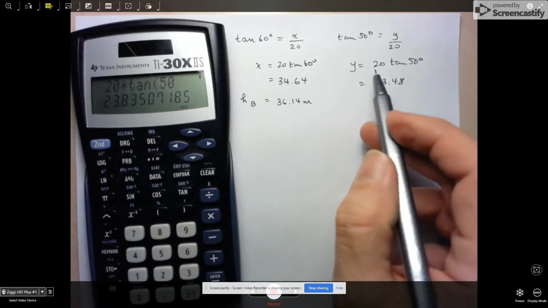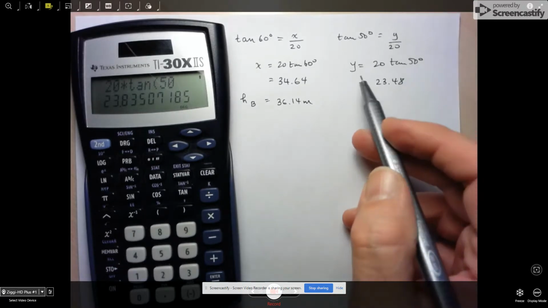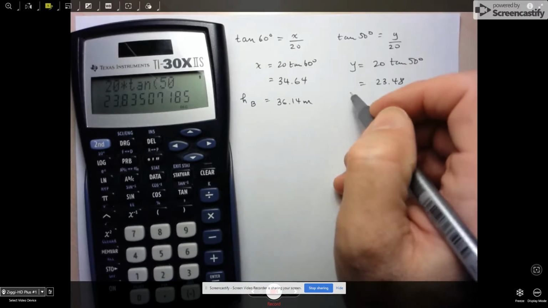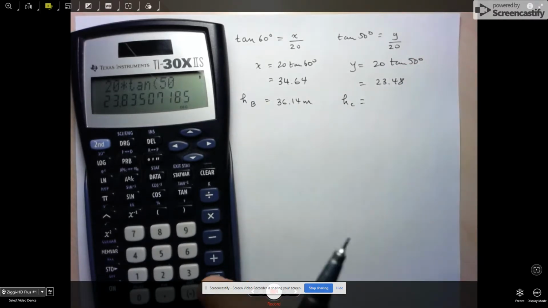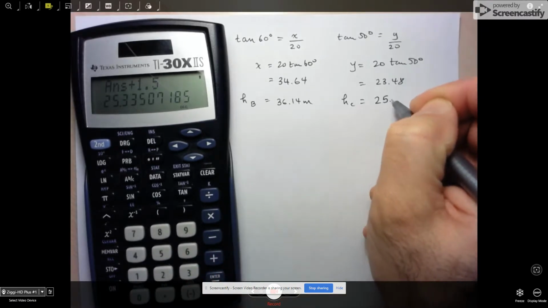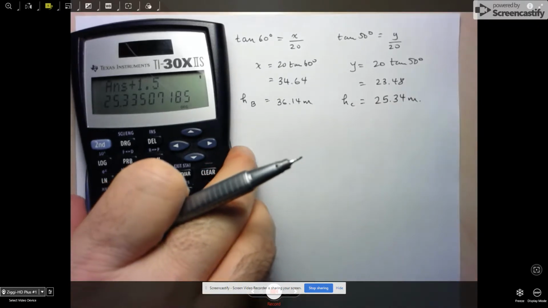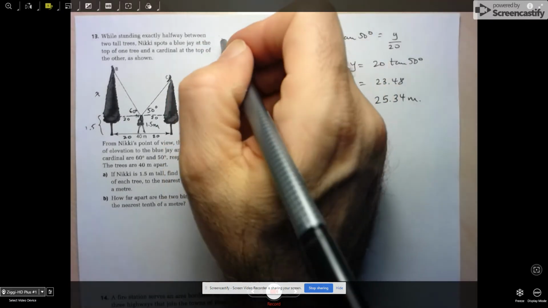Okay, and you might be wondering, why am I showing all these steps? Well, in case on a test you make a little silly error, showing all your steps shows that you know what you're doing. So here, this is the height of the cardinal tree. I'm just going to add 1.5 to that one there, and we get 25.34 meters. All right, so we've answered part A of this question. Okay, so this is A.